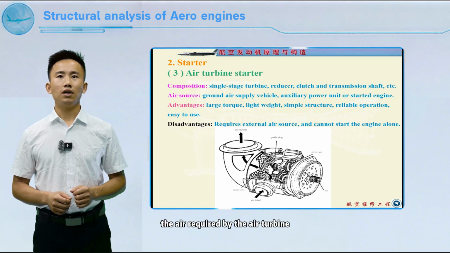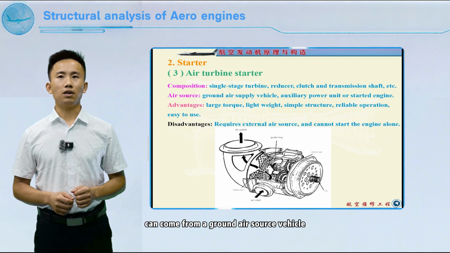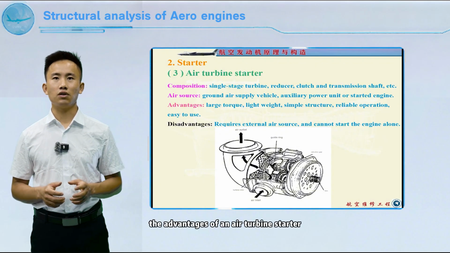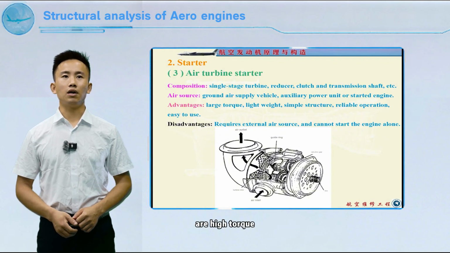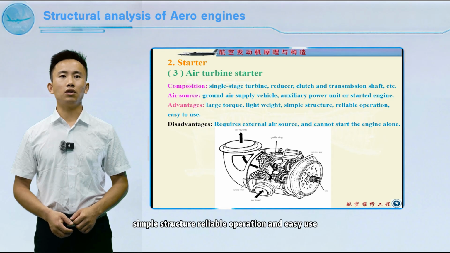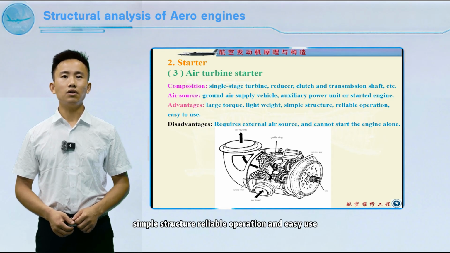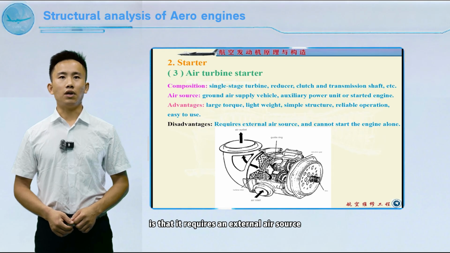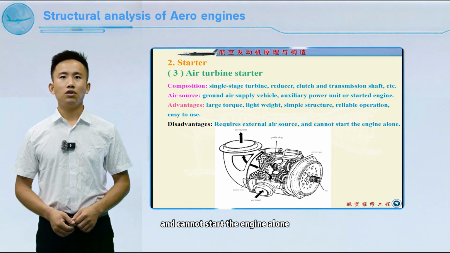shaft. The air required by the air turbine can come from a ground air source vehicle, an auxiliary power unit, or a started engine. The advantages of an air turbine starter are high torque, lightweight, simple structure, reliable operation, and easy use. Its disadvantage is that it requires an external air source and cannot start the engine alone.